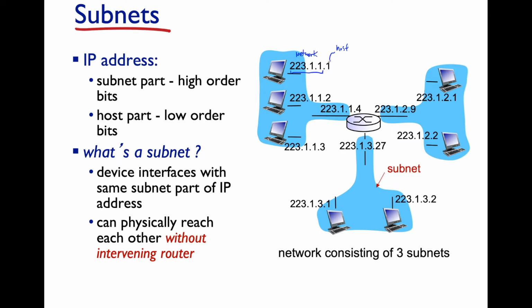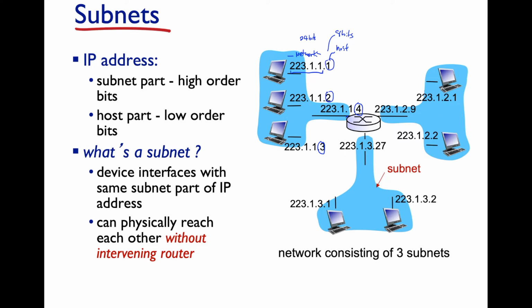So we identify the network using the subnet, the high order part of this address, and the host is the low order part. So here we're using the first 24 bits out of 32 to identify this network, and then the last 8 bits to identify the host. So this is the first host on the 223.1.1 network. This is the second host on the 223.1.1 network. This is the third host on the 223.1.1 network. And lastly, this interface with the router is the fourth host, or fourth network interface card on the 223.1.1 network.